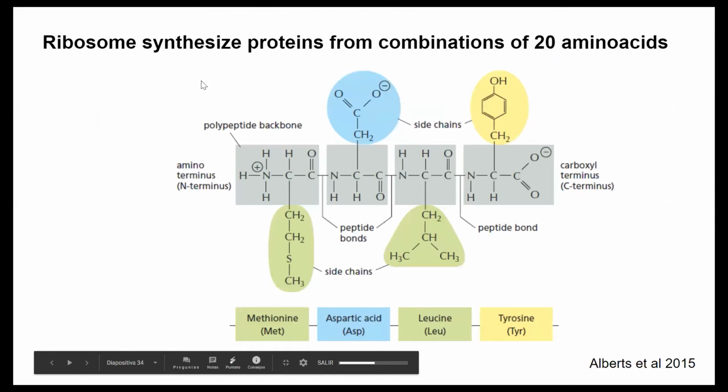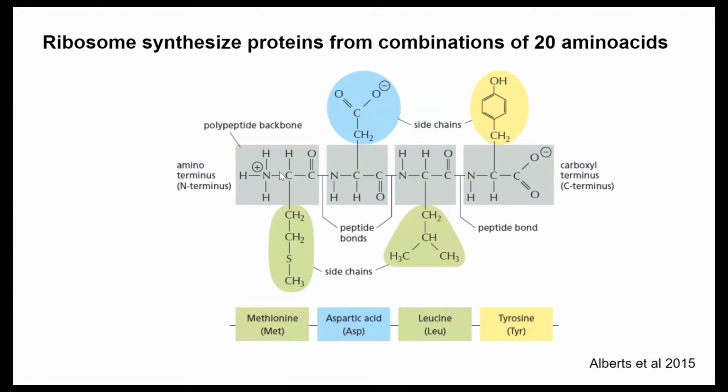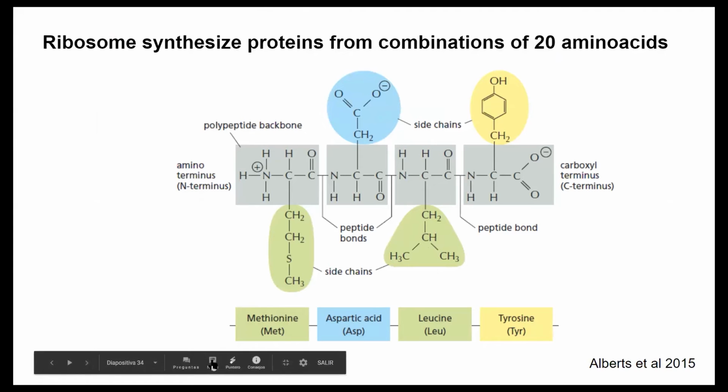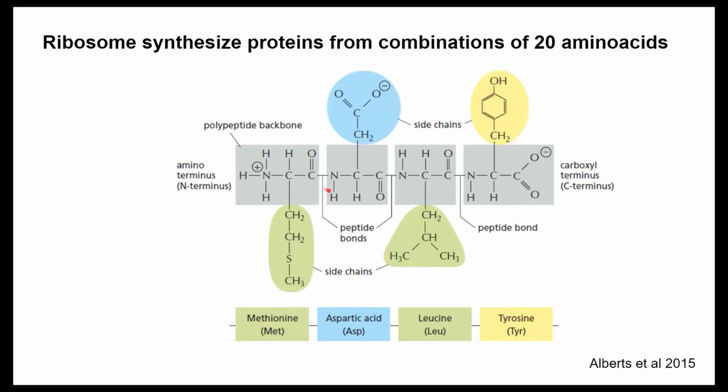So ribosomes synthesize proteins from combinations of 20 amino acids. And in this slide, you can see 4 amino acids and how they are bound together by peptide bonds, forming these amide groups.